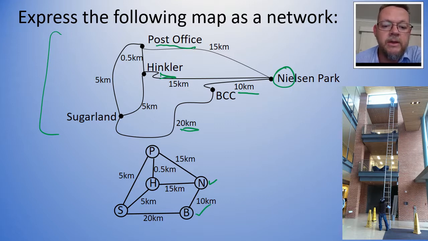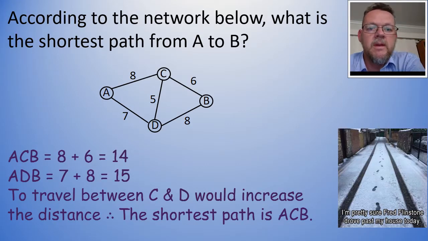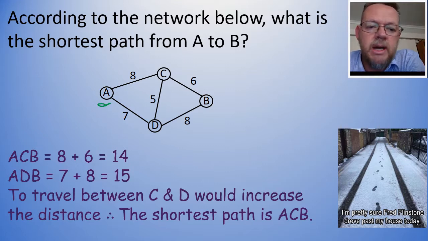Now you can see that this is not a directed network because there are no arrows on the arcs. So the first task I'm going to get you to do is consider the network below, and we want to find the shortest path from point A to point B. Now there's going to be a general rule that you can't backtrack on this one. So let's have a look.